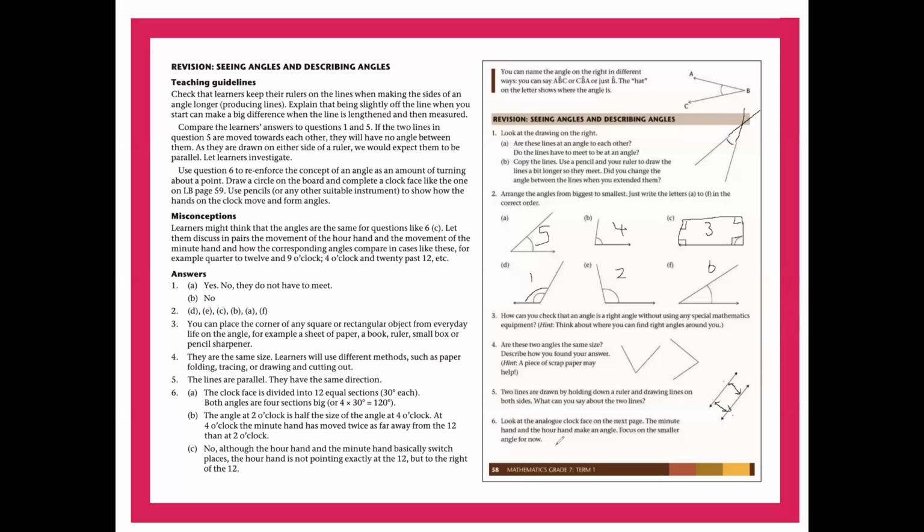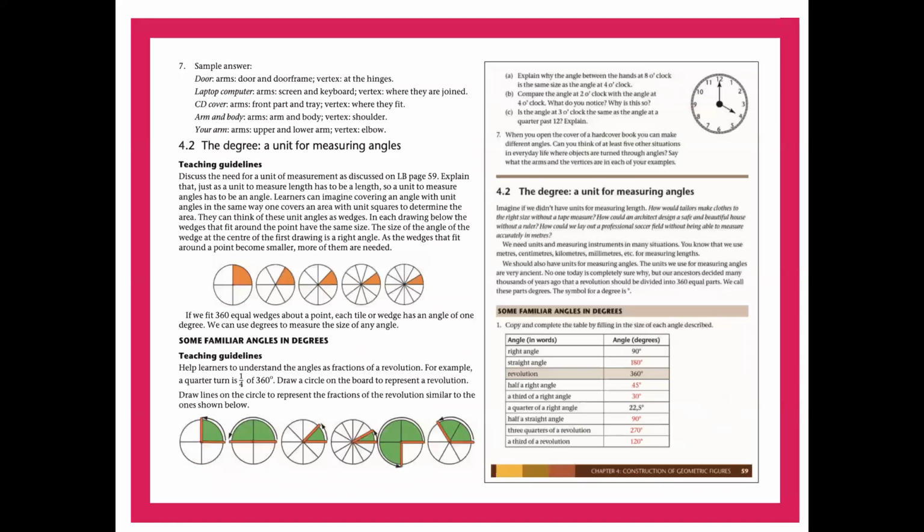Number 6, look at the analog clock face on the next page. The minute hand and the hour hand make an angle. Okay, so focus on the smaller angle for now. All right, let's go have a look at that. Okay, so here is that hour hand. Question A. Explain why the angle between the hands at 8 o'clock is the same size as the angle at 4 o'clock.